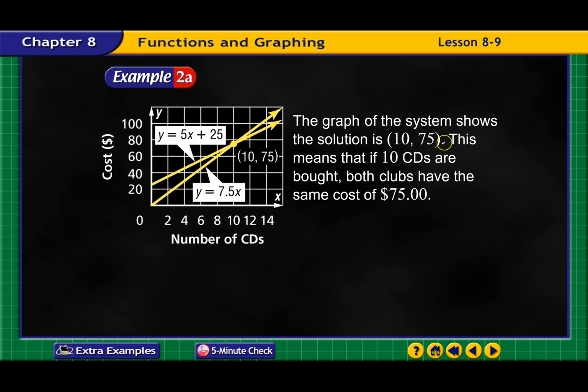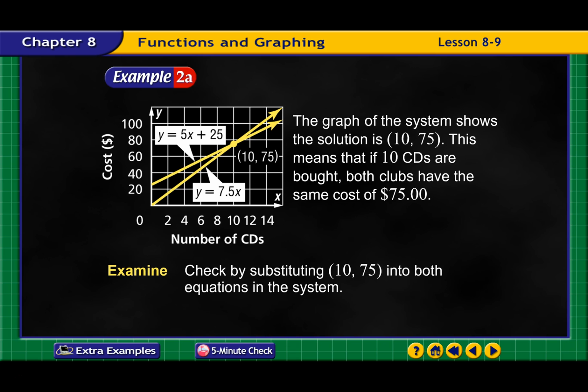Looks like 10 CDs, 75, means that if 10 CDs are bought, then both would have the same cost. So they're actually just graphing them, is all we're doing. I love it. So check the solution by substituting 10 and 75 into both equations. After we do that, it'd come out as 10.